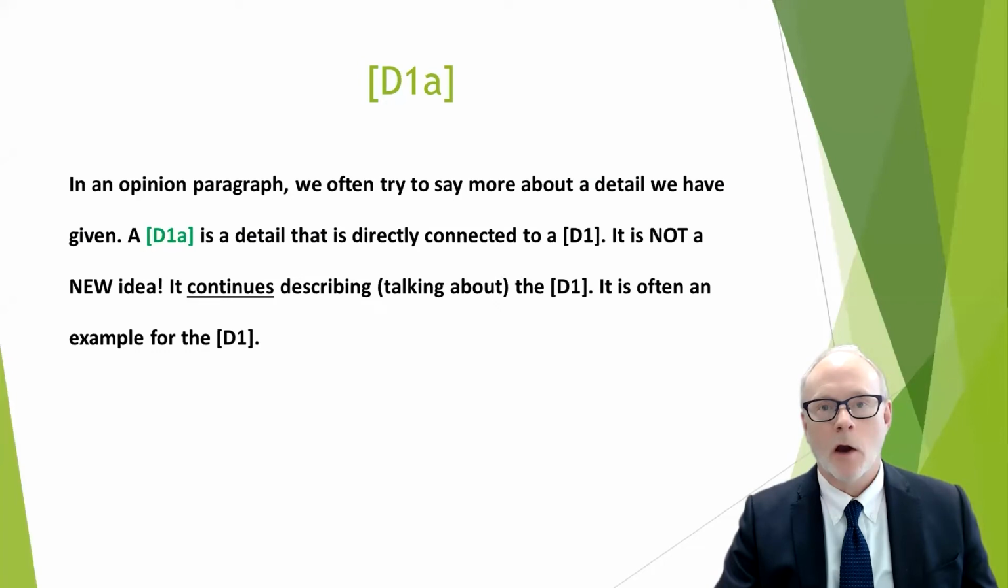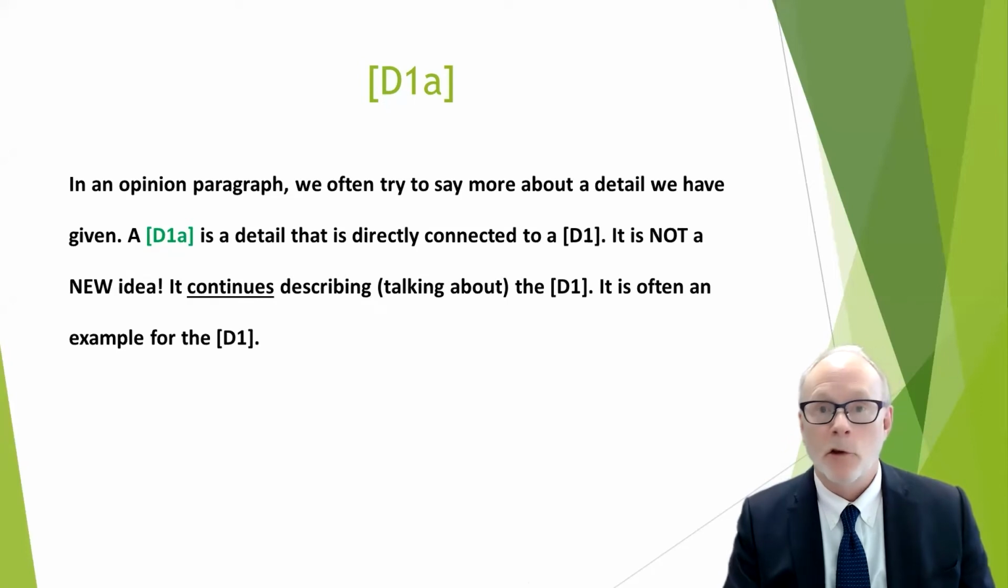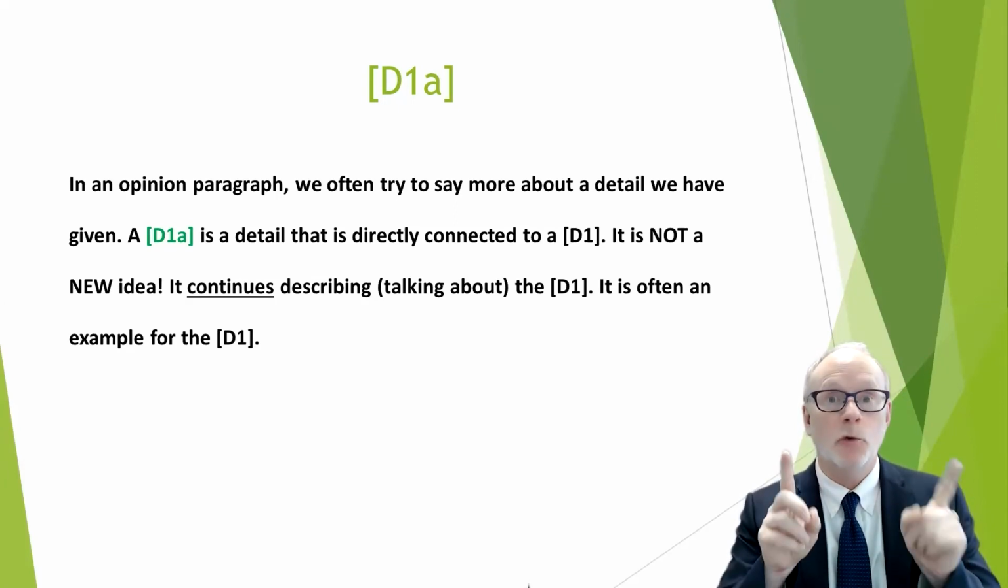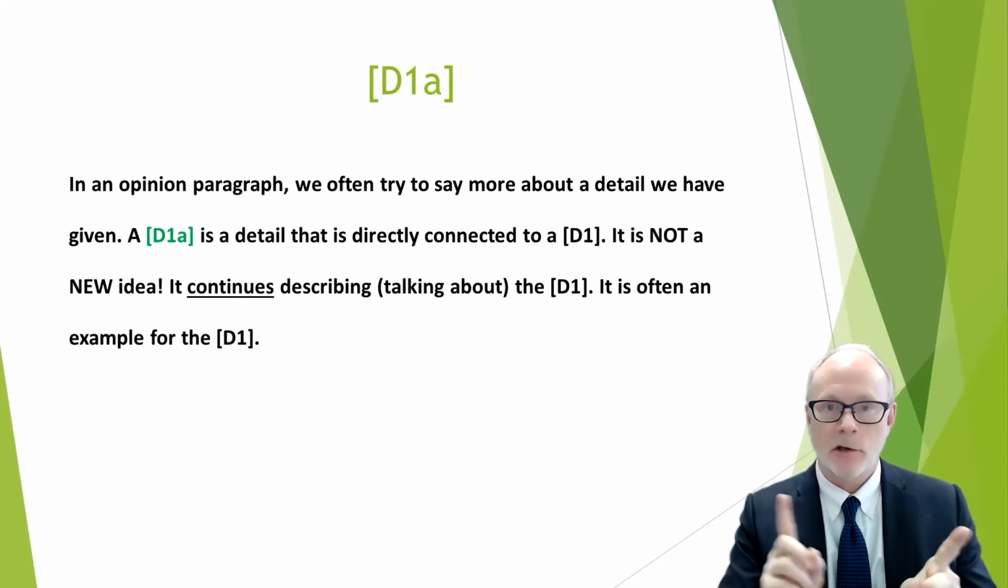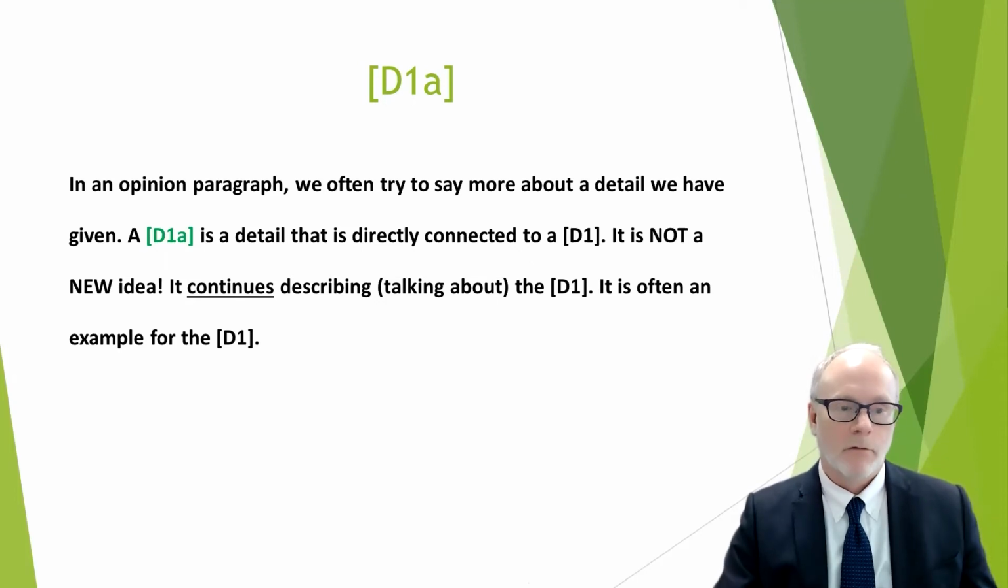Okay, we now move on to our next label. On the next screen, we see D1A. So we have a small a after the 1. And again, this label is inside brackets. So in an opinion paragraph, we often try to say more about a detail. So you remember the D1 was our detail, flexible. And a D1A is a detail that is directly connected to the D1. So it's not a new idea. Okay, that's very important to remember. It's not new. It continues describing, or it continues talking about the D1. And it's often an example for the D1.